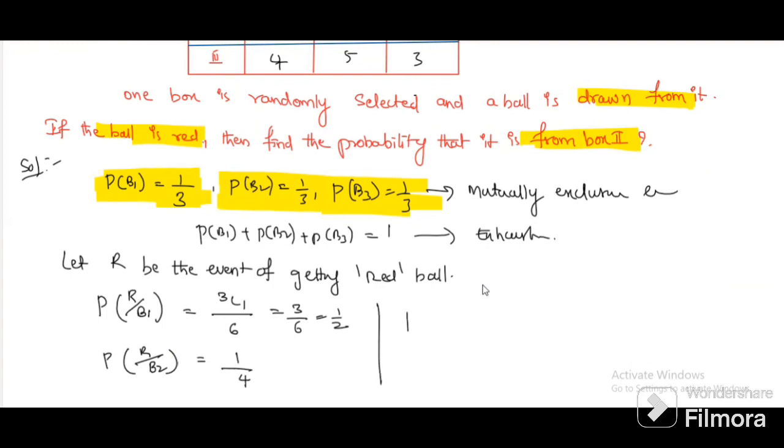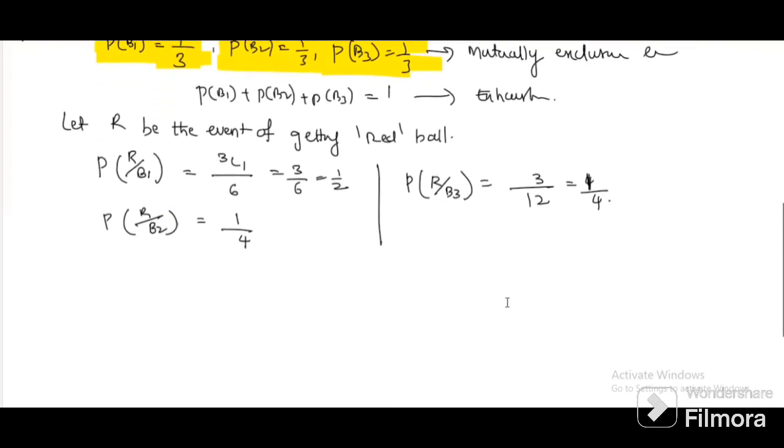So next, the probability of getting a red ball from box 3: total 12 balls we have, out of that 3 balls are red. So 1 by 4 is the probability of getting a red ball from box 3. Now what they're asking is, find the probability that the red ball is from box 2. So we already know that it is a red ball. We have to find out that it came from box 2.